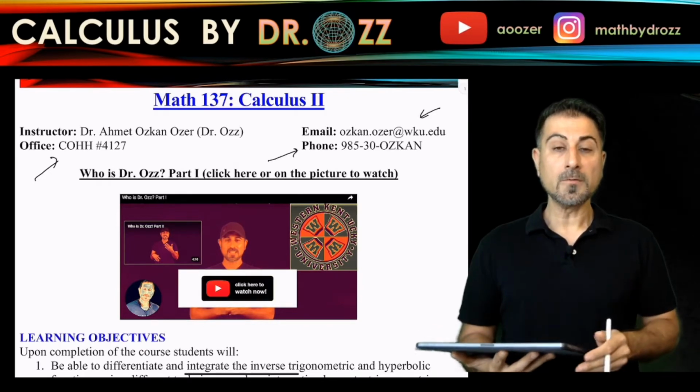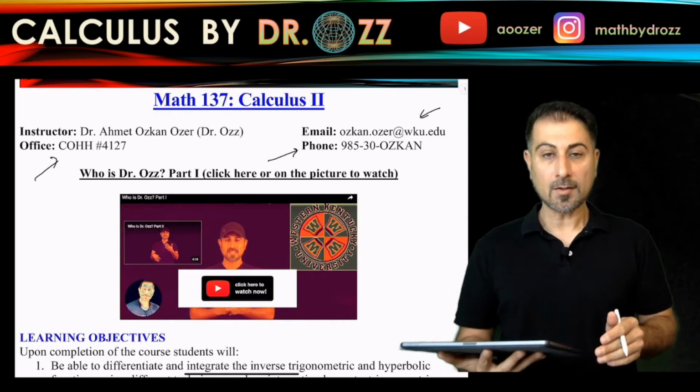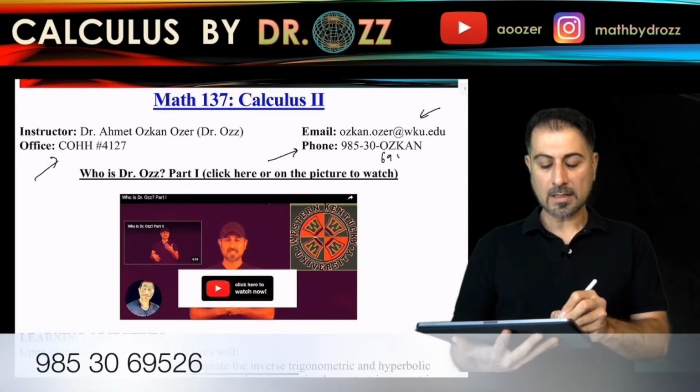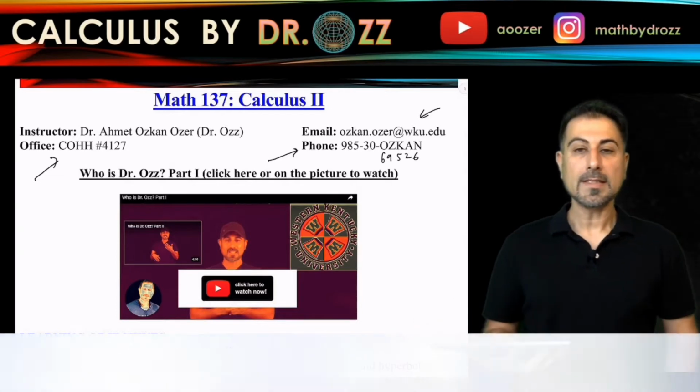This is my Google phone number. That's 985-30-OSCAN. So OSCAN stands for 69-526. Okay.